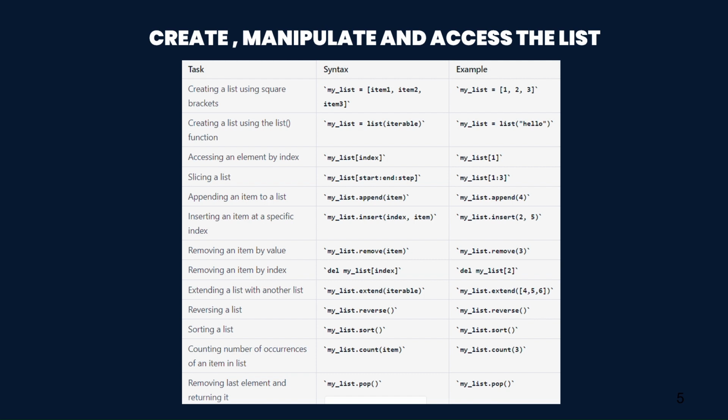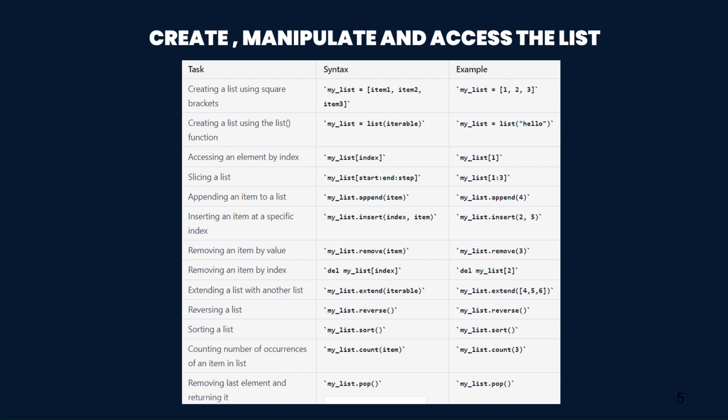To remove an item by index, we will use the delete command. The delete command is like this: del and then space and then list name and in brackets we will add the index, square brackets. When we write index, we always use square brackets, like you can see in the accessing an element by index and slicing a list examples.